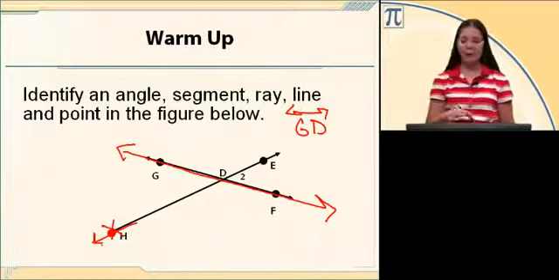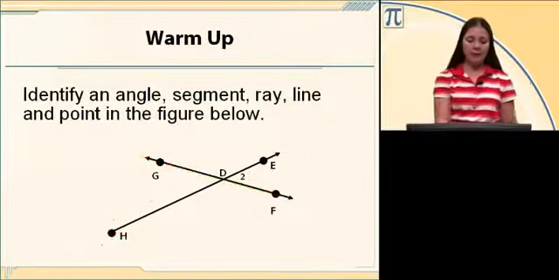Points on the figures are all those single letters. The points we have are point H, point G, point D, point E, and point F.